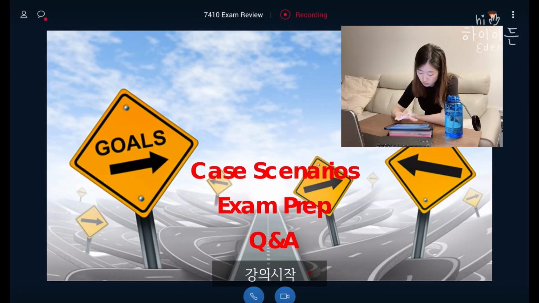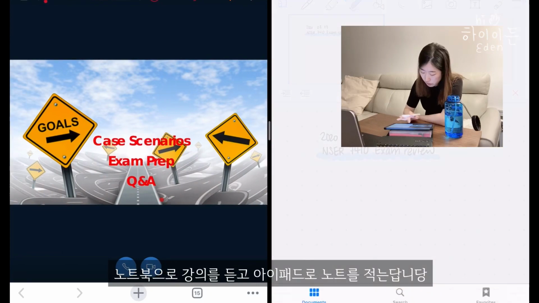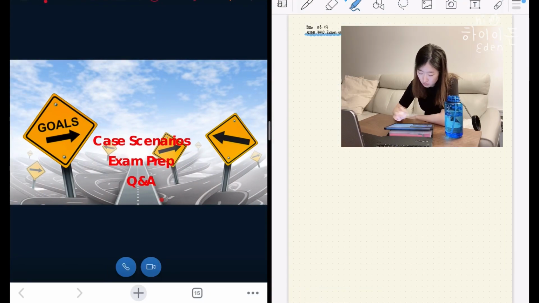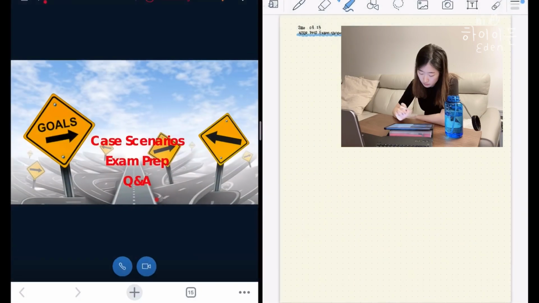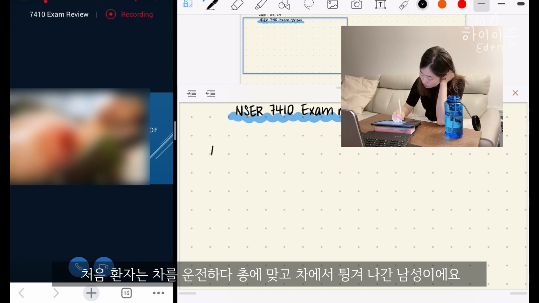So we are basically going to go through a scenario, a couple of case scenarios that is going to give you an opportunity to apply some of the concepts that you've learned in 7410 in relation to this type of case.